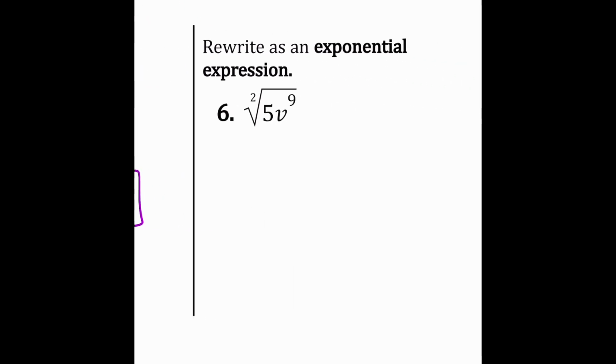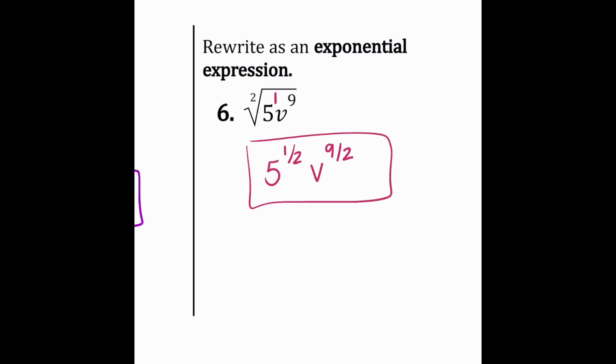Number 6, I have the square root of 5v to the 9th. 5 has an exponent of 1, so I have 5 to the power of 1 over 2. 1 is my exponent, 2 is my root. V to the power of 9 over 2. This is my answer. Again, I have radical form. I want to go to exponential.